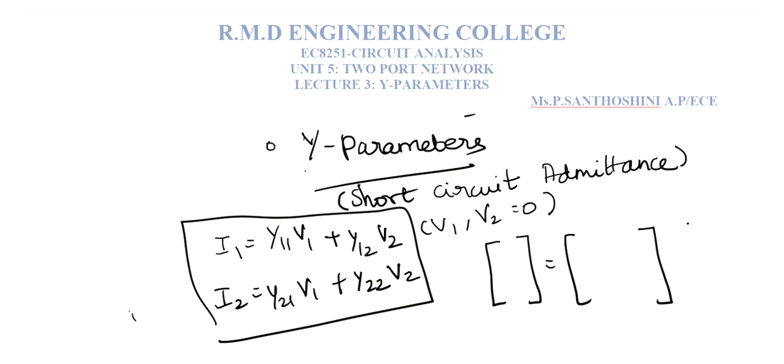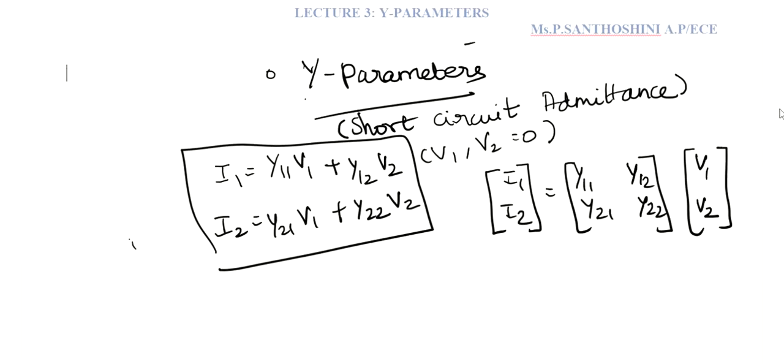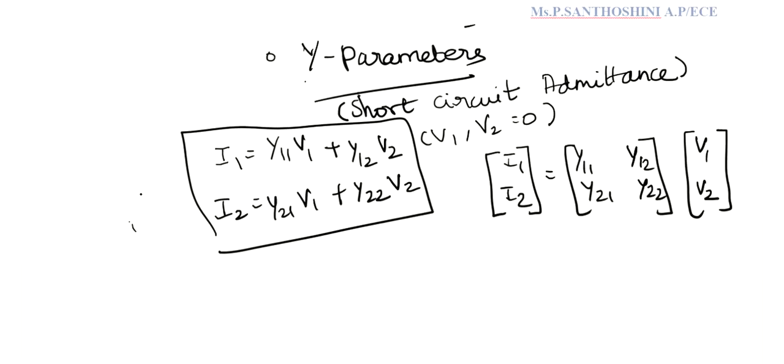Okay, simple thing. Can you fill the matrix? On your left hand side, I1 and I2, and on your right hand side Y11, Y12, Y21 and Y22, followed by your two letters V1 and V2. And this is your matrix of Y parameters. Now the names. Who is Y11? Who is Y12? What is the name of Y21? And what is the name of Y22? Clear?